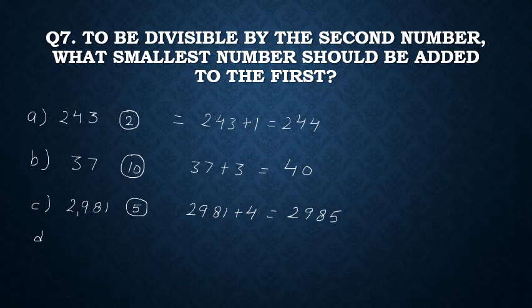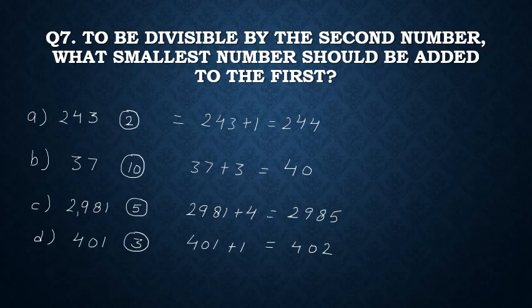Now the D part given to us is the number 401, and we are going to make it divisible by 3. So what do we have to add here? Now 4 plus 1 is 5, but 5 is not divisible by 3, while 6 is divisible by 3. So we are going to add 1 to 401. This is the smallest number which we can add to 401 to make it divisible by 3. So it will become 402, and this number is divisible by 3.